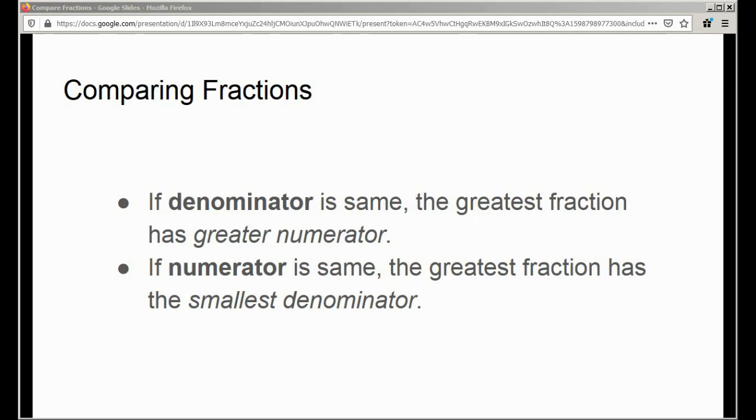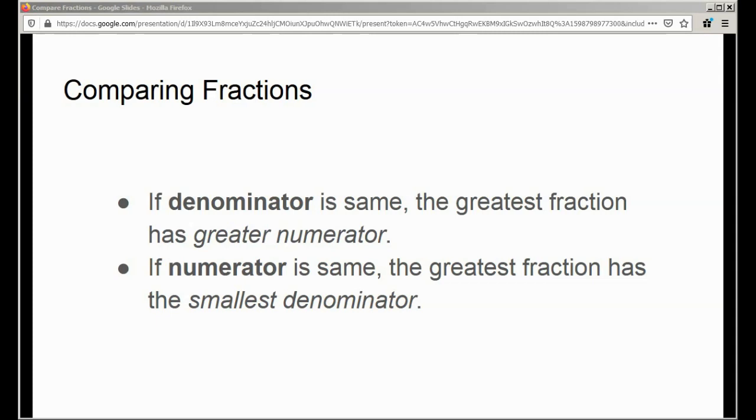If two fractions are given and you find that their numerators are the same, then which one is greatest depends on the smaller denominator. This time you have to look for the smaller denominator. Whichever has the smaller denominator is the greater fraction out of these two.